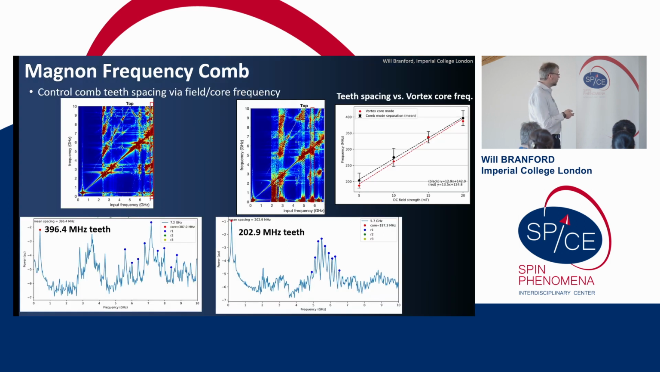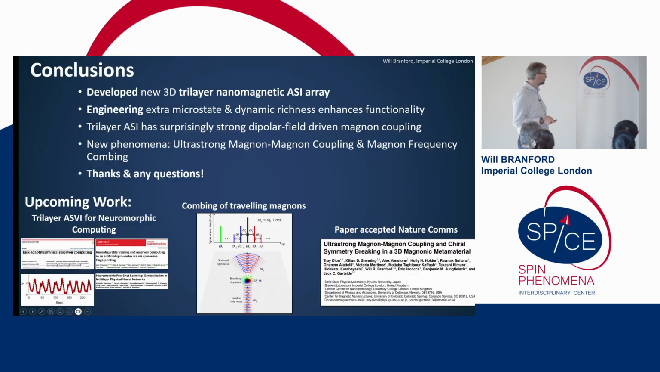And very quickly, if you can modulate your vortex gyration frequency, and here we've done it with a small applied field, then you get a linear change in the frequency of your tooth spacing. So these are some different tooth spacings we've got just by modulating slightly the gyration frequency. Okay, so that's all very nice.